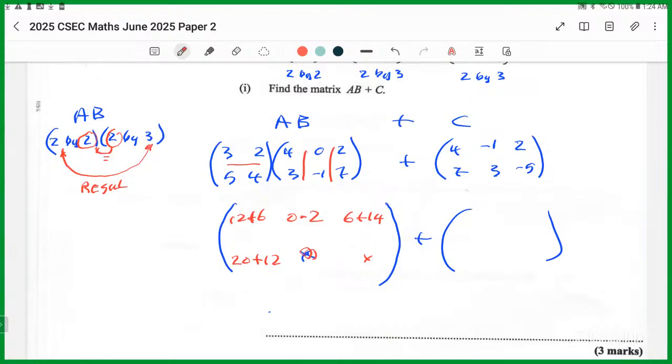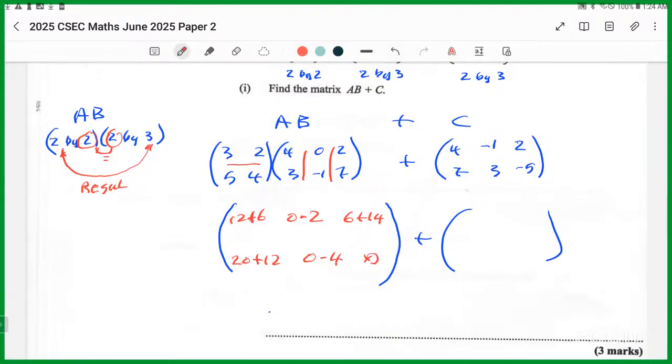The value here is positioned in the second row, second column. So to get it, multiply this second row by the second column. First element times first element, second element times second element. 5 times 0, 4 times negative 1. 5 times 0 is 0. 4 times negative 1 is negative 4.